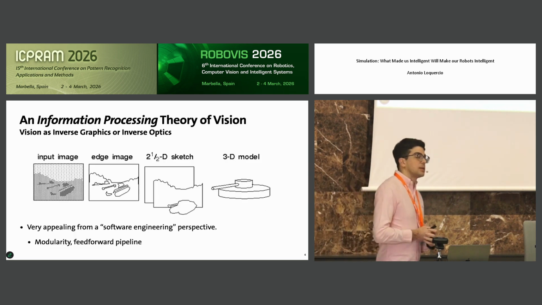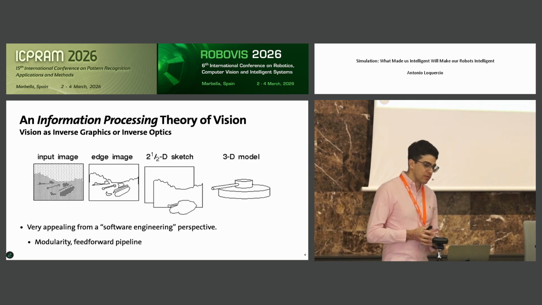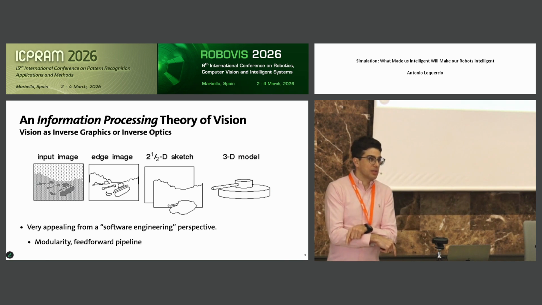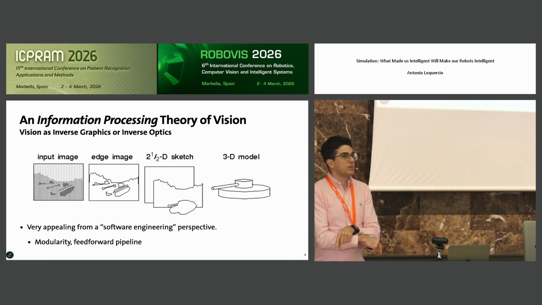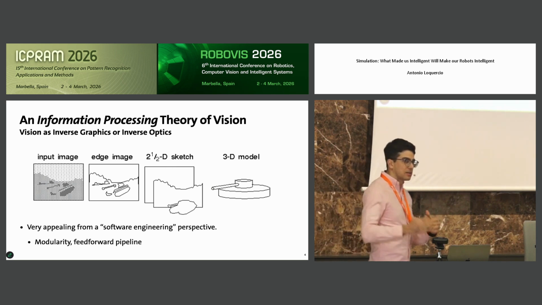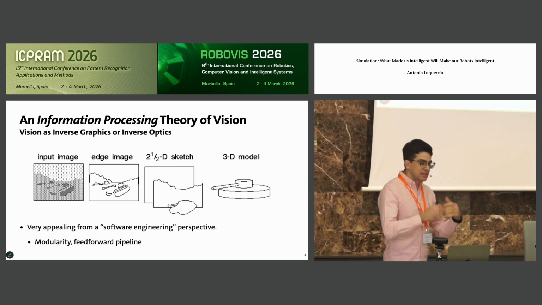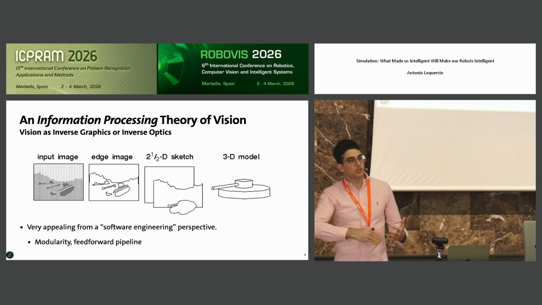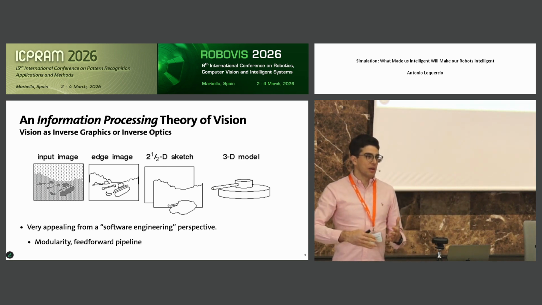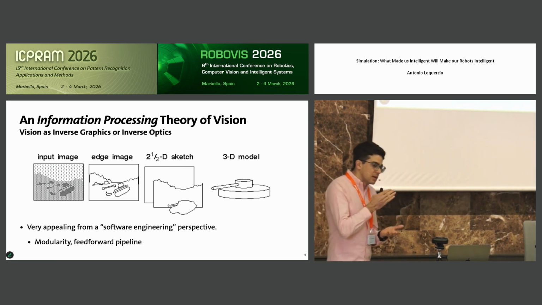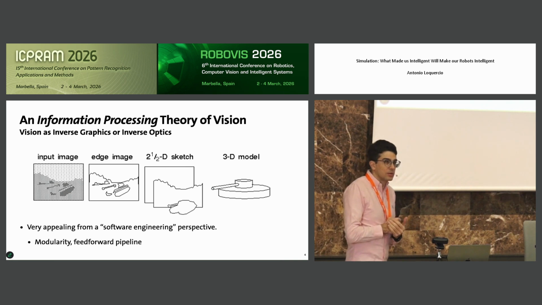And this is the theory that he came up with, an information processing theory of vision, where vision is seen essentially as the opposite of computer graphics. What you try to do with vision is you start from some images, extract some edge information, then go from edges to 2.5D, and then from there to a 3D model in a sequential procedure.